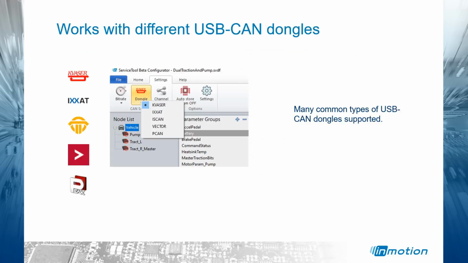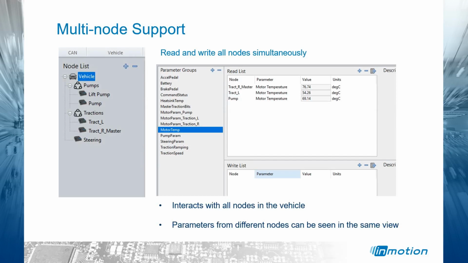Unlike Drivetool, ServiceTool works with different USB CAN dongles. We support Quasar, XAT, ISCON, Vector, and PeakCAN. The multi-node support interacts with all nodes in the vehicle, so parameters from different nodes can be seen in the same view simultaneously.